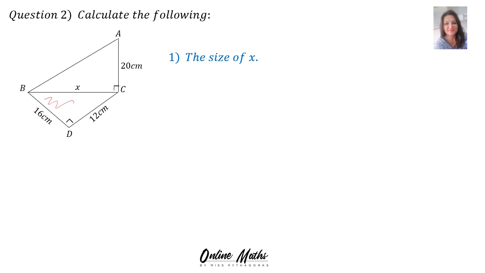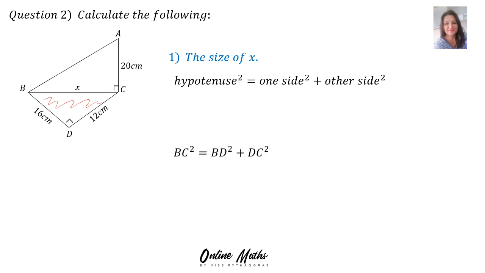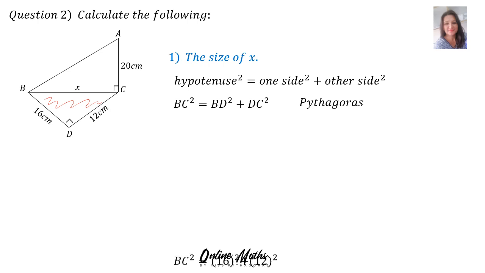We will start with this one, triangle BDC, and work out the length of BC, which is in fact X. Since BDC is a right angle triangle, we can use the theorem of Pythagoras. So we will start by saying hypotenuse squared is equal to one side squared plus the other side squared. So for that triangle, it will be BC squared equals BD squared plus DC squared. Now we can substitute. Oh, remember to add Pythagoras.